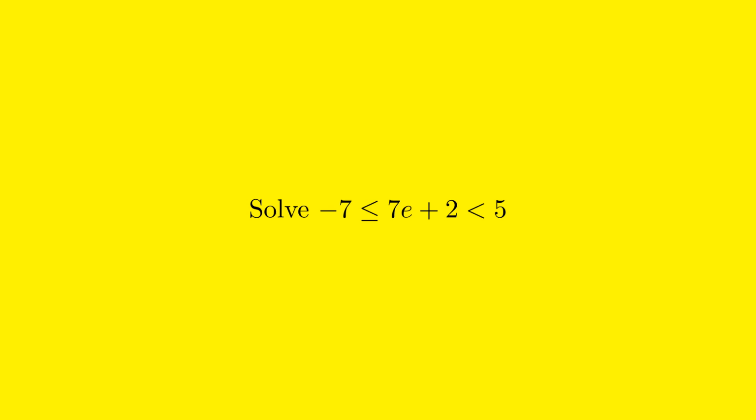In this video, we will be solving the inequality -7 ≤ 7e + 2 < 5. We will provide the solution in both inequality and interval notation forms. Let's get started.